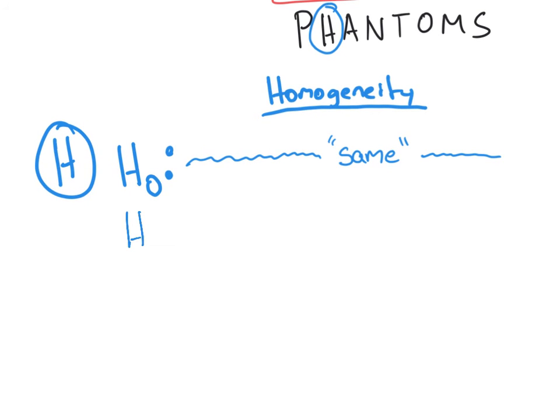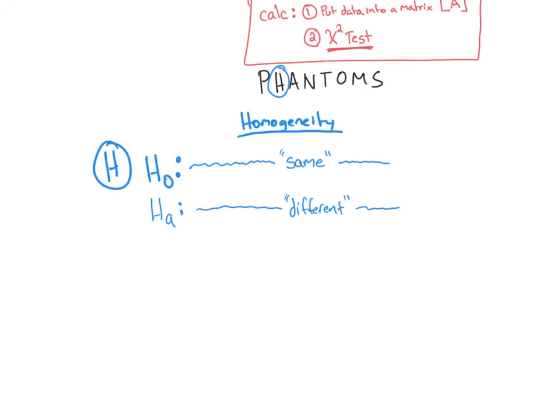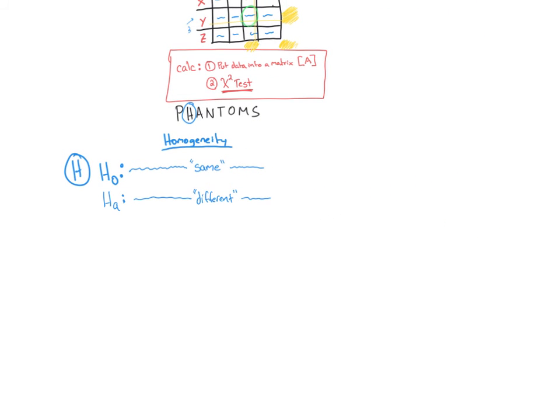So our alternative hypothesis will always have some context and we'll have the word different in there. Now, it doesn't matter how they structure their question. They could use the word different or same in their questioning. We just know that same always goes in the null. Different always goes in the alternative. Okay, so that's homogeneity.